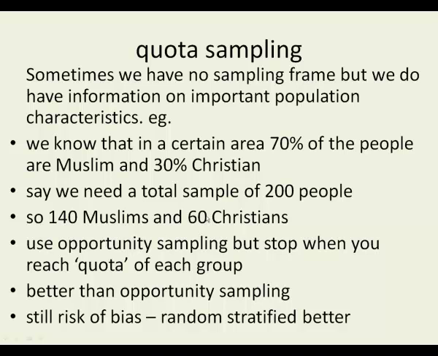And similarly, if you get to the 60 Christians first, you stop, and then when you've got enough of each, you stop altogether. It's better than opportunity sampling because at least you do get the right balance. But there's still a risk of bias because of other unobserved characteristics; you can't tell whether or not they're being equalised by the random effects. So random stratified is better.